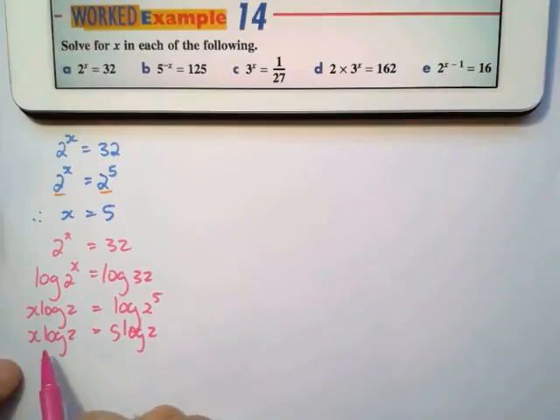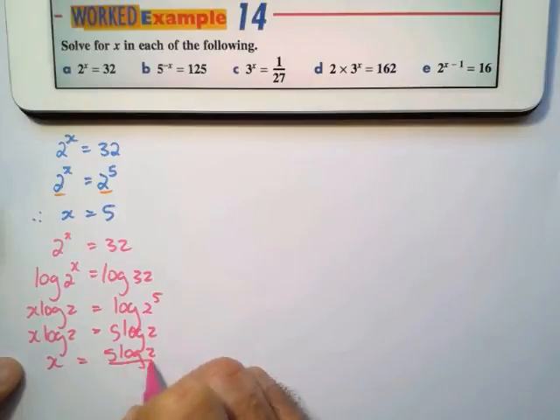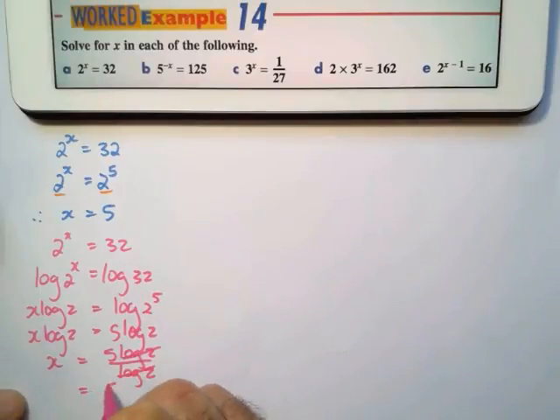And I'm going to divide both sides by log 2, which means x equals 5 log 2 divided by log 2. These are exactly the same, that equals 1. So my answer is 5. Any one of those two will be fine, as long as you understand both of them.